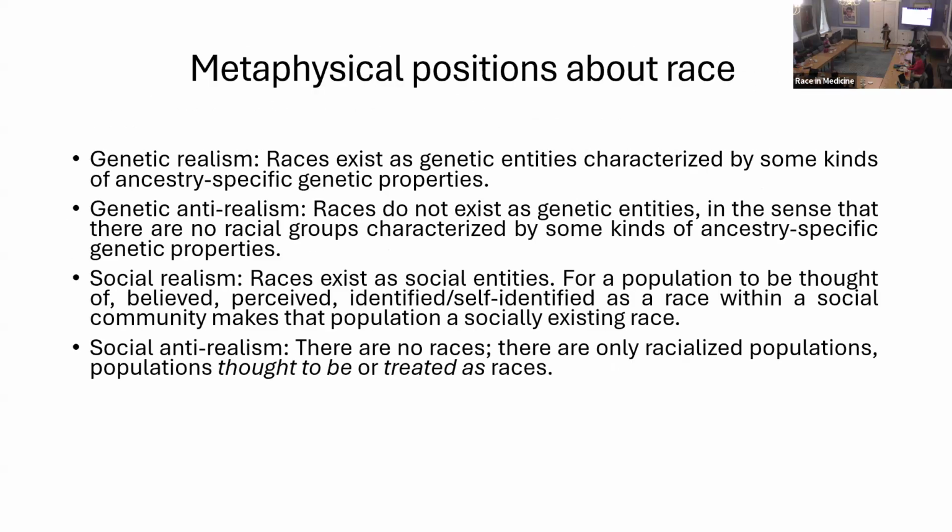About the metaphysical positions about race, we have genetic realism, according to which races exist as genetic entities characterized by some kinds of ancestry-specific genetic properties. Genetic anti-realism: races do not exist as genetic entities, in the sense that there are no racial groups characterized by some kinds of ancestry-specific genetic properties. Then social realism, where races exist as social entities: for a population to be thought of, believed, identified, and self-identified as a race within a social community makes that population actually a socially existing race. And social anti-realism: there are no races, there are only racialized populations, which are populations thought to be or treated as races.